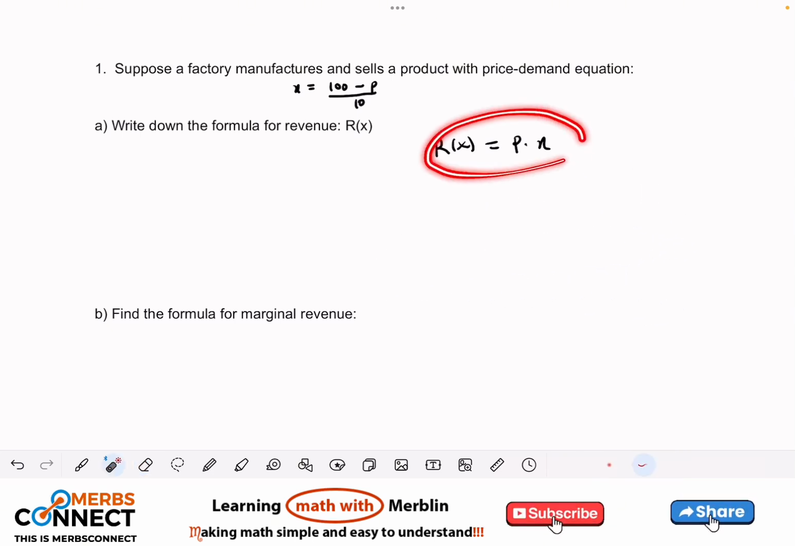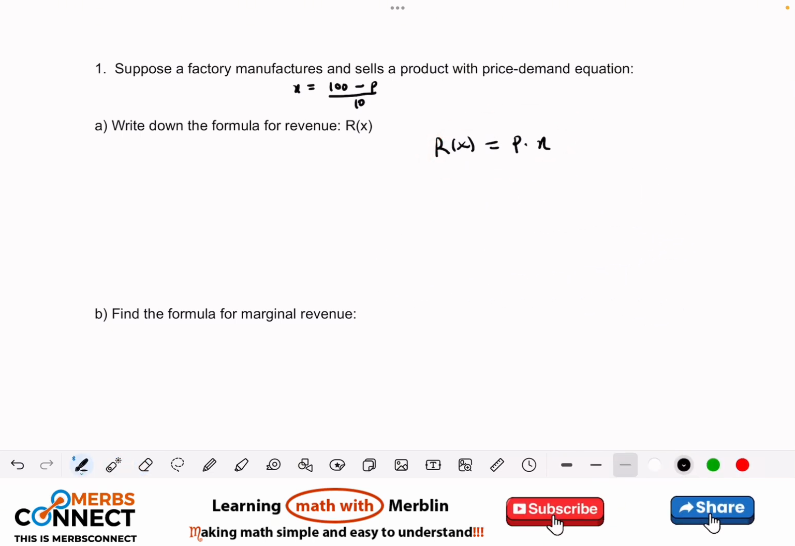Since we know that this is the revenue, then from X is equal to 100 minus P divided by 10, what I'm going to do is solve for P by making P the subject. I know that this is like over 1, so I'll do cross multiplication. This times this times that. So X times 10 is going to give us 10X, which is equal to 1 times this, which is going to give us 100 minus P.